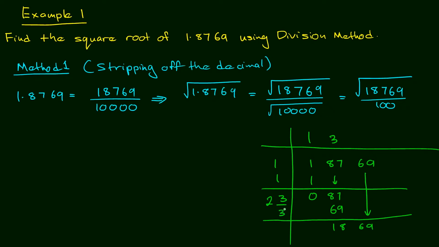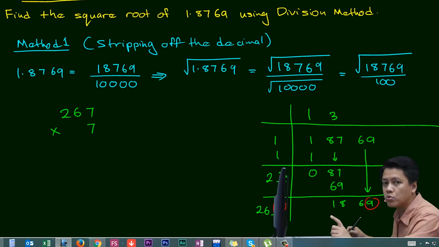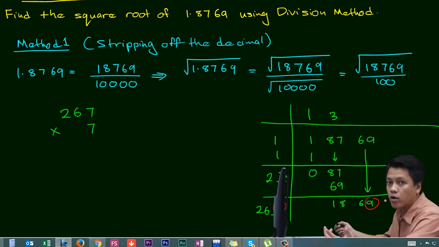And this one plus 3, that becomes 260 something. So we need to guess what the digit is going to be after 6 here. And I think it's going to be 7. Let's test my guess here: 267 times 7. Why did I guess 7? Because of the last digit here. 7 squared is 49. So it cannot be 8 because 8 squared is 64. It cannot also be 6 because 6 squared is 36.